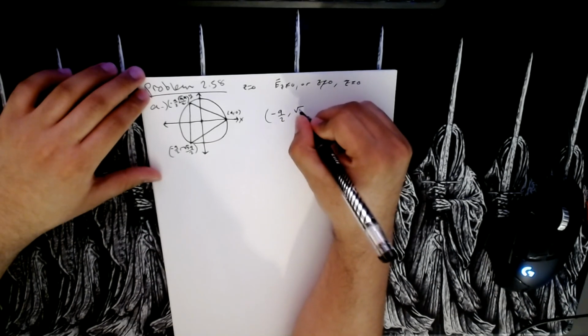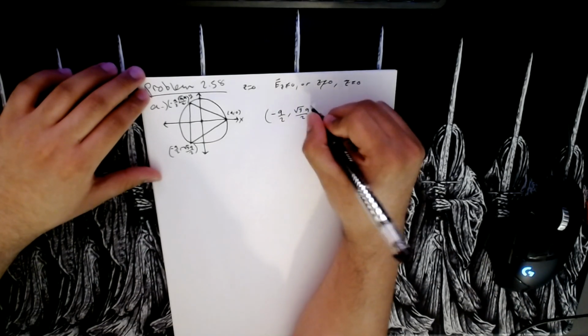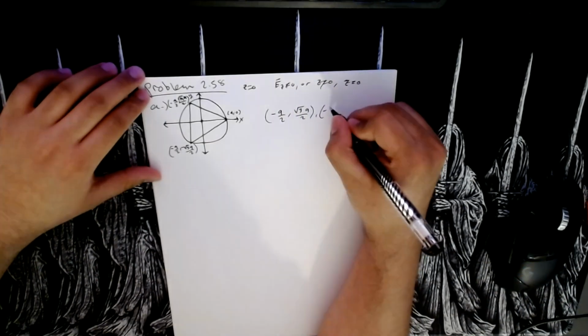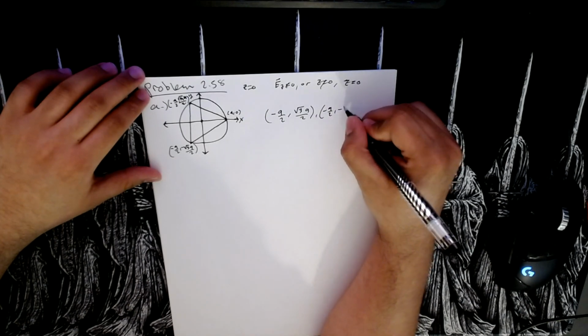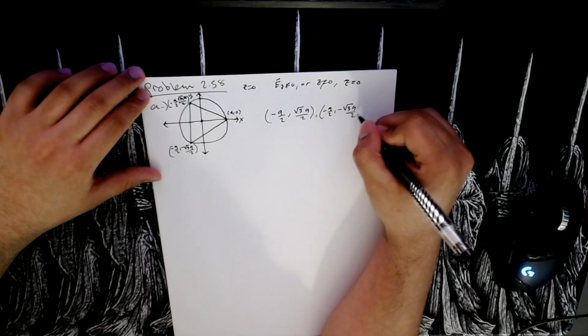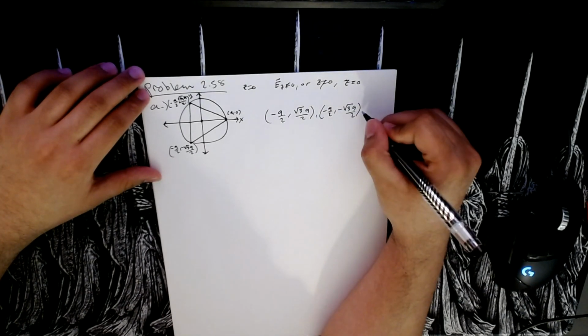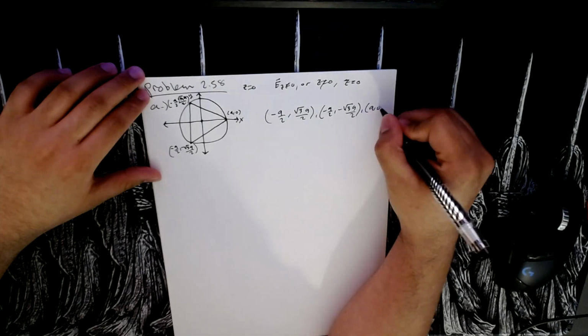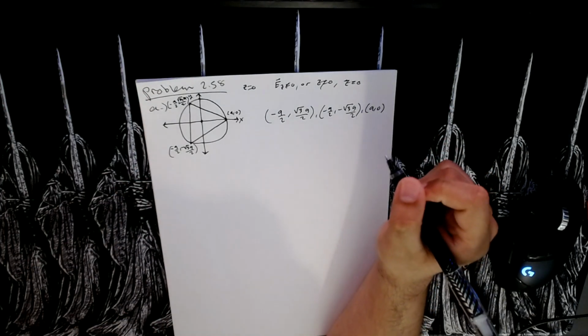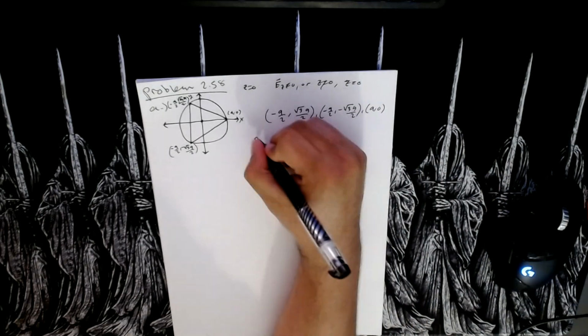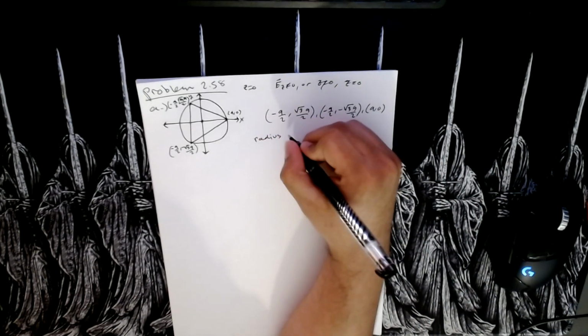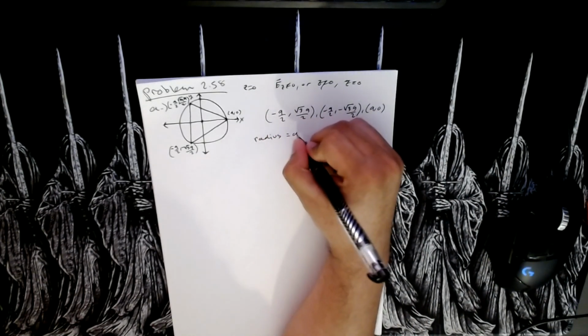This will be for one of the vertices, this will be for the other one, and this will be for the last one. And we have radius a.